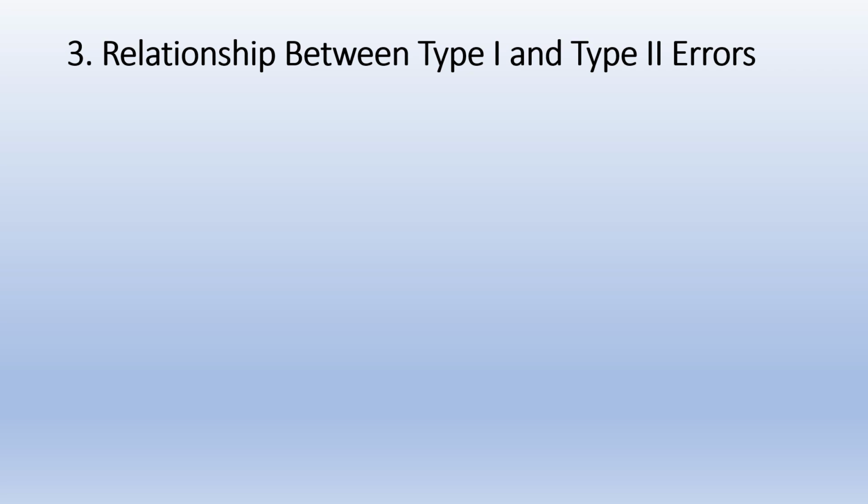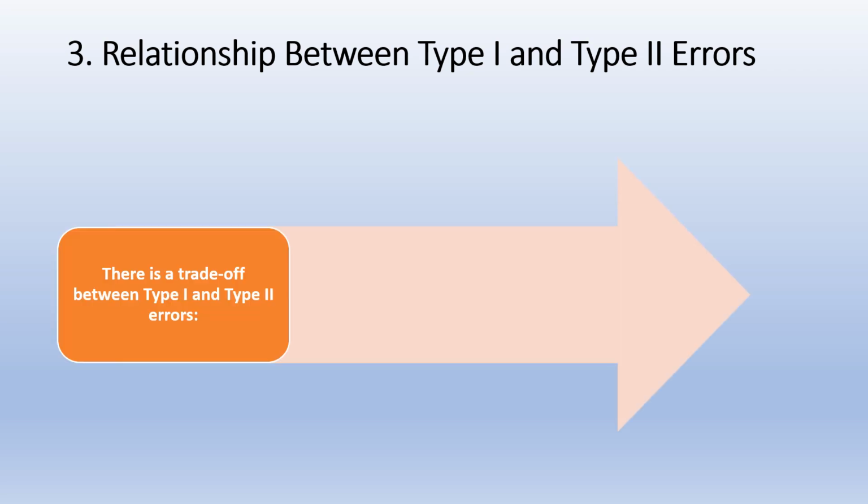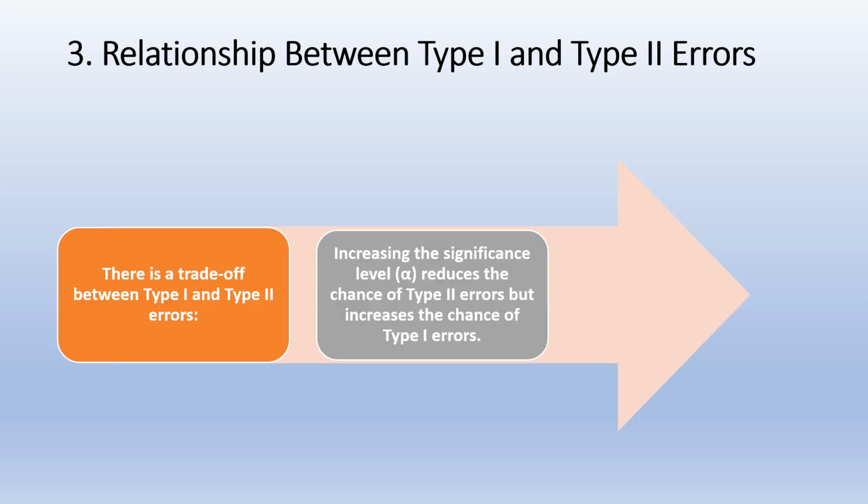Relationship between type 1 and type 2 error. There is a trade-off between type 1 and type 2 error. If you lower alpha to reduce the chance of type 1 error, you increase the chance of type 2 error. If you raise alpha to make it easier to reject the null hypothesis, you reduce the chance of type 2 error, but you increase the chance of type 1 error.